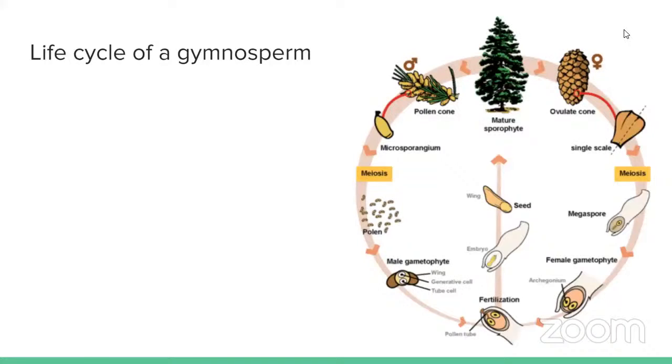So now we're going to look at the life cycle as a whole. So they're heterosporous, so we have to think about both the male structures and the female structures. We can trace them on either side. So here on the left, we have the male structures. So our mature diploid sporophyte is the tree.